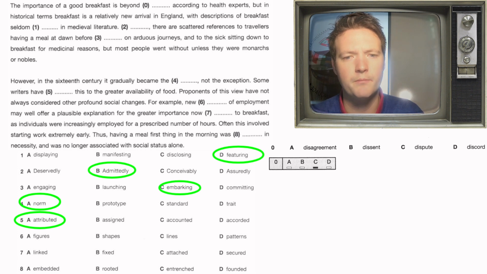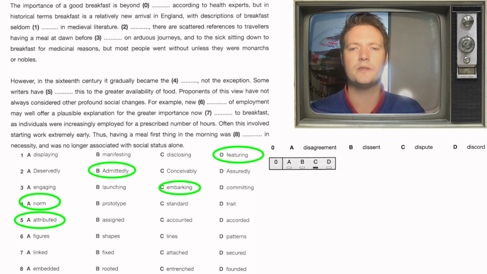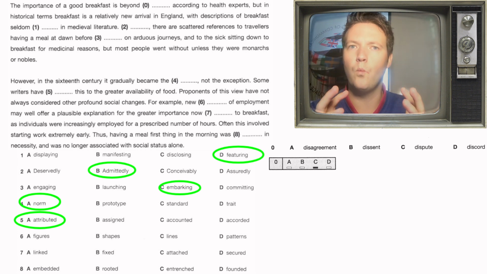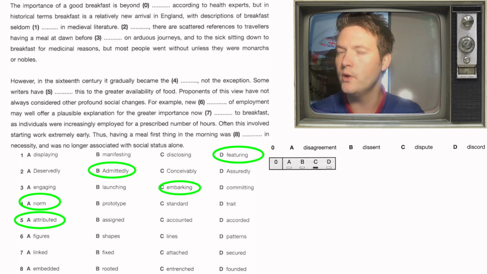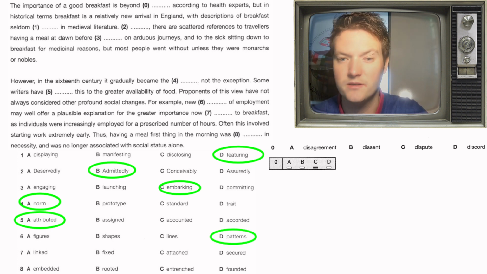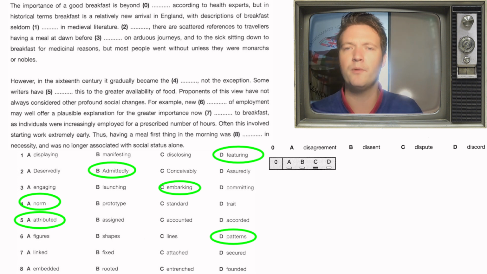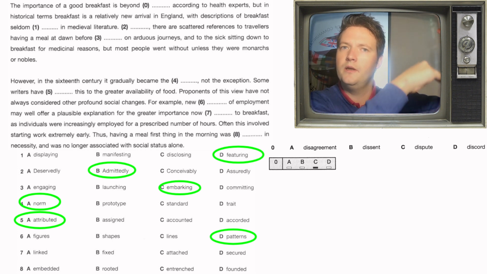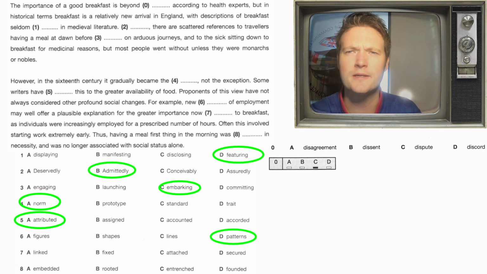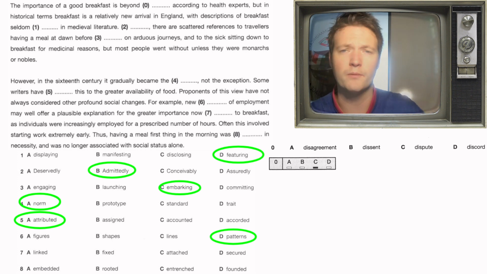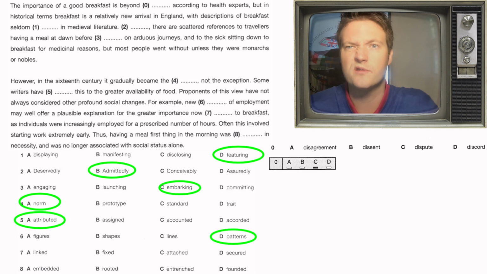"Employed for a prescribed number of hours." I guess what they're saying there is that you have a change in the way we were working, the times in which we were working. So I would go for patterns, new patterns of employment, because people were starting to do things in different ways. They're starting to start work all at a similar time. I suppose in the past, people would start working with the sunrise.